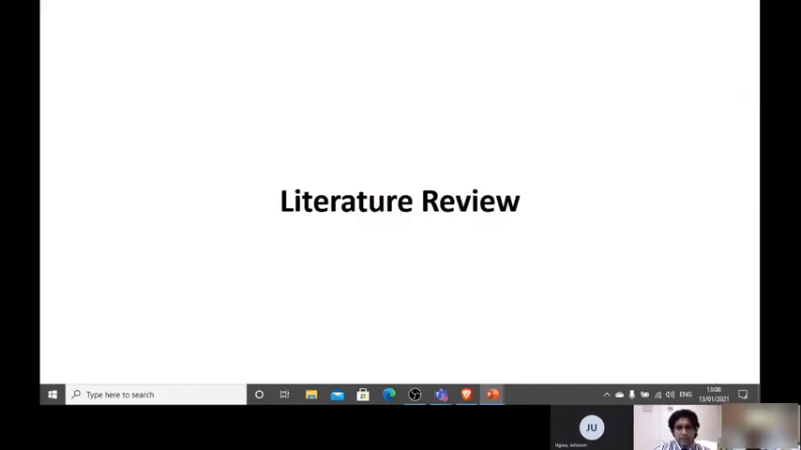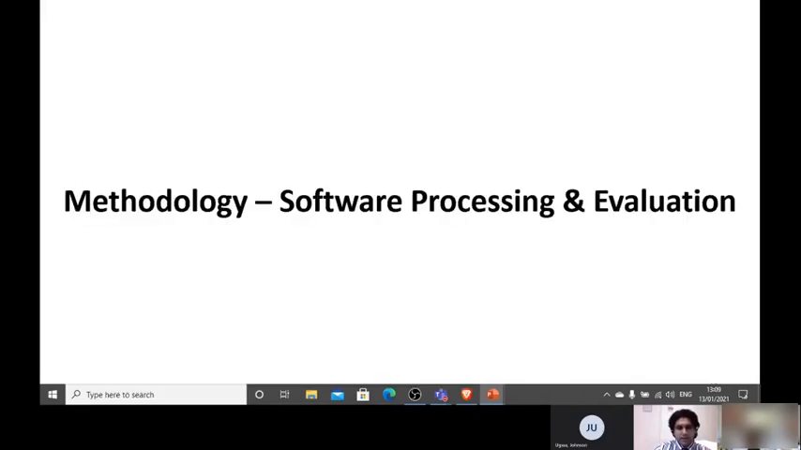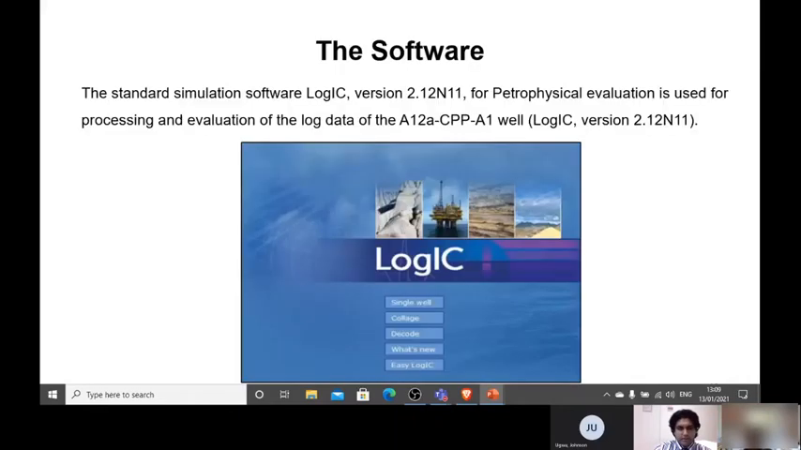Literature review. Literature review involves major LWD tool physics, their working principles, application, and their limitations. The second part of literature review involves effect of presence of clay on effective porosity, saturation of water, and finally, original gas in place.